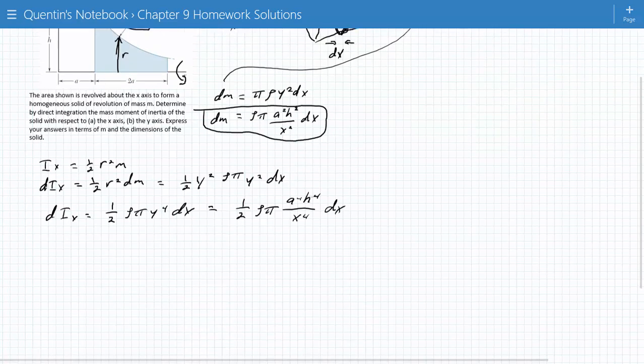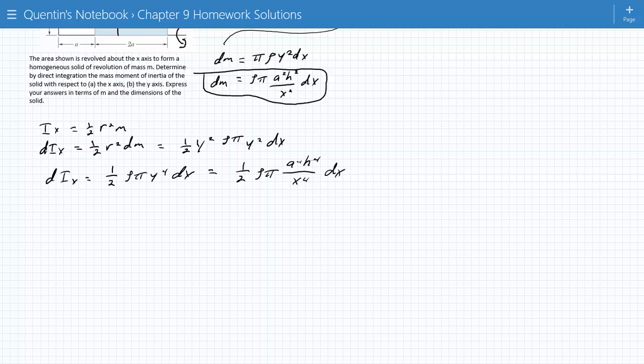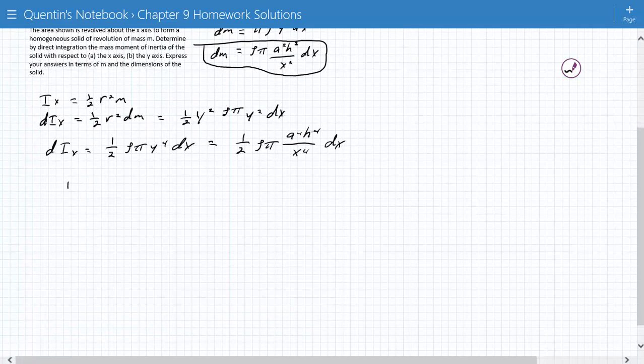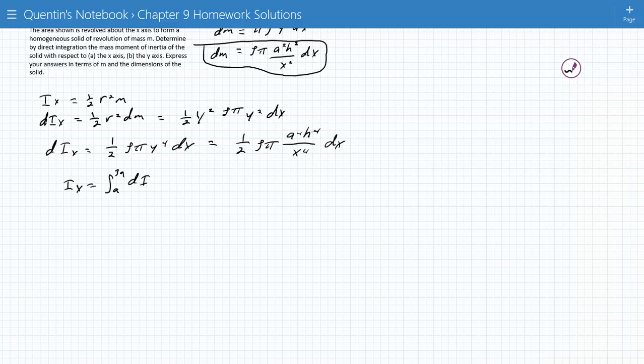So how do I calculate it? If I have my differential, I integrate it, and in this case I'm going from a to a plus 2a, so from a to 3a. Therefore Ix is equal to the integral from a to 3a of dIx, which is the integral from a to 3a of 1/2 rho pi a to the 4th h to the 4th over x to the 4th dx. Okay, so I'm going to pull out all my constants.